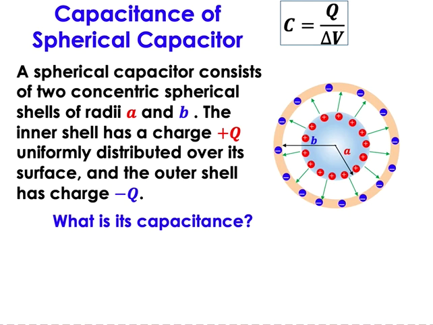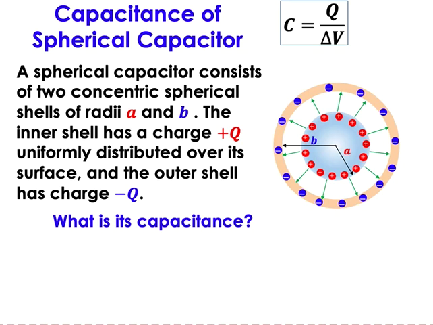Another typical capacitor is a spherical capacitor. A spherical capacitor consists of two concentric spherical shells of radius a and b. The inner shell has a charge plus Q uniformly distributed over its surface, and the outer shell has a charge minus Q.